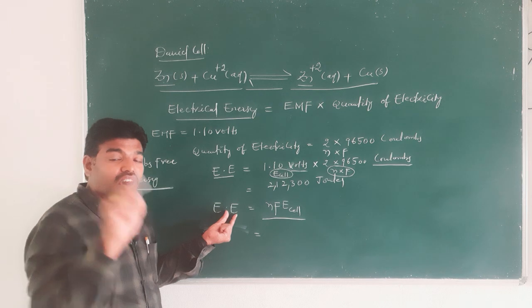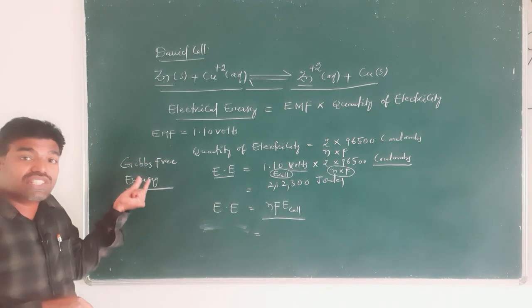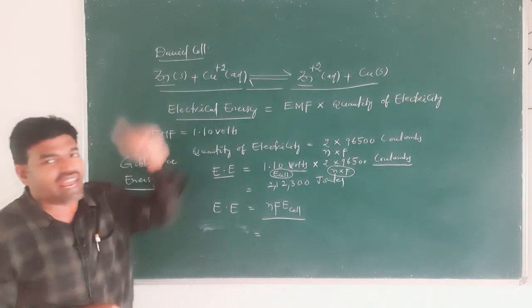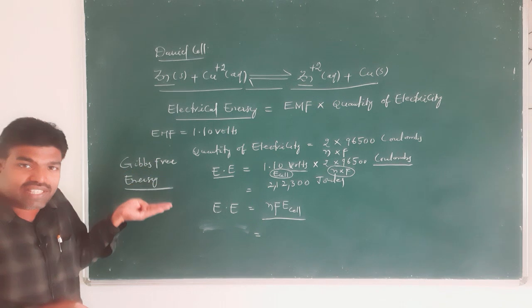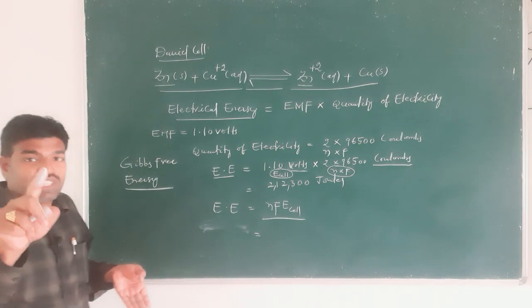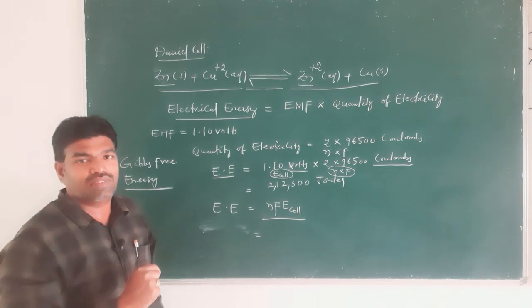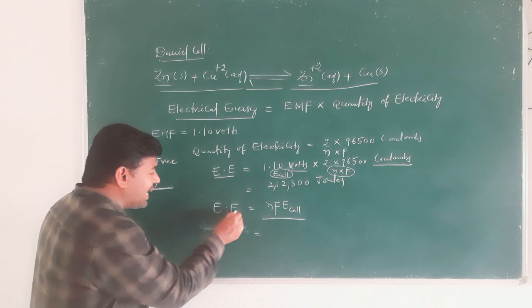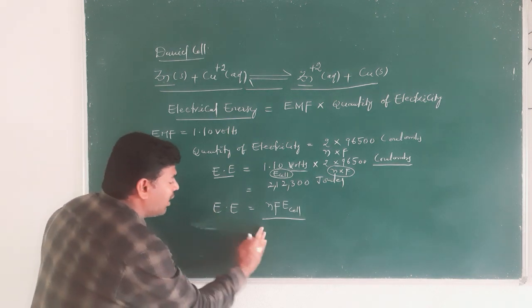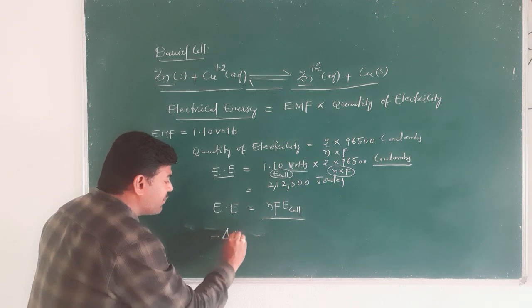What is that other form? That is Gibbs free energy, the Gibbs free energy of this redox reaction. A decrease of Gibbs free energy generates or produces the electric energy of the Daniell cell. So electrical energy originates from the decrease in Gibbs free energy.